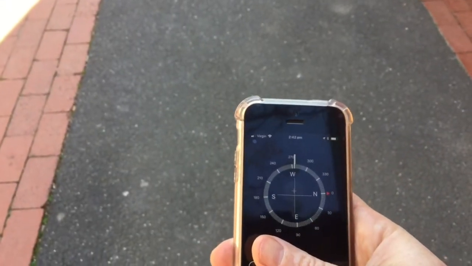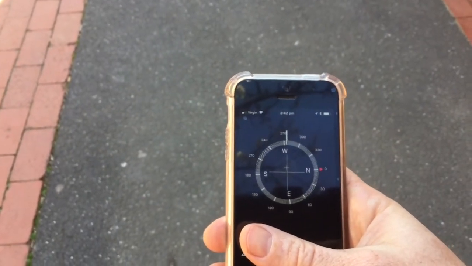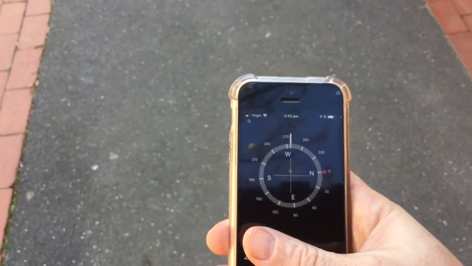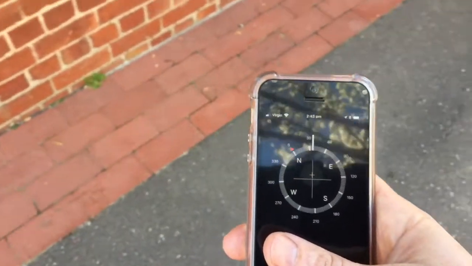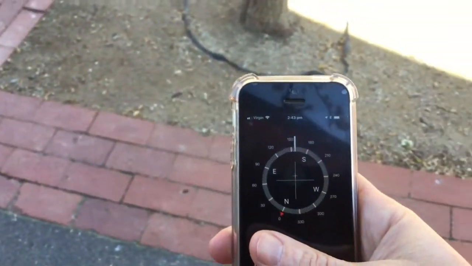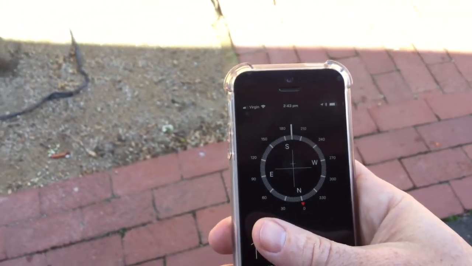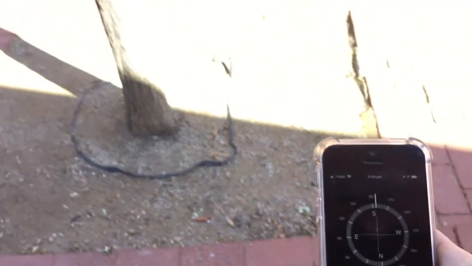So I'm facing to the west right now, and I know that 270 degrees is 3/4 of 360. So if I spin around past 1/4, 1/2 turn, all the way to 3/4 of a turn, 270 degrees, you can see I'm now facing south.